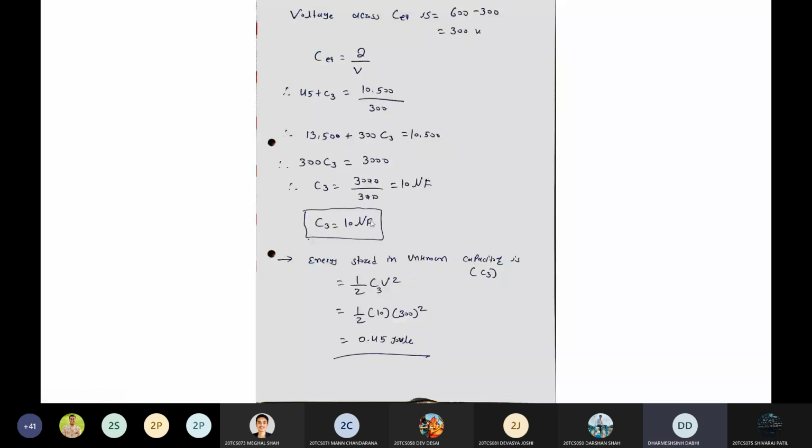Sir, it comes to minus. Yes, it is minus 10 microfarad. Yes, it is my mistake here in the calculation. So the question went wrong then. Yes, it is my mistake here. Why? So bonus mark. Why? So we can consider it in plus only.